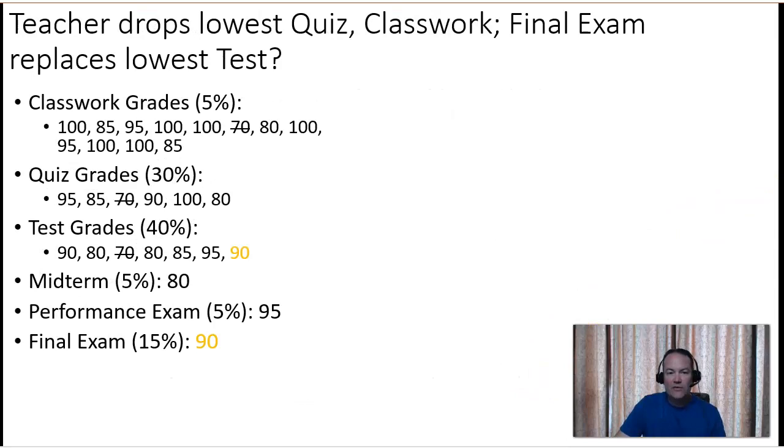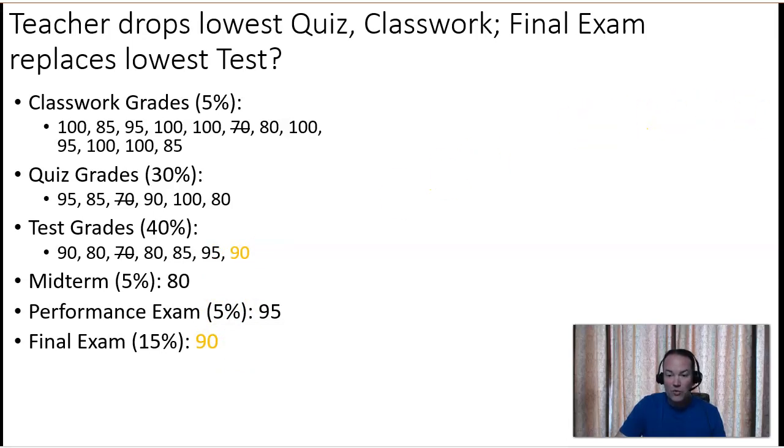So how do you account for these changes? Well, we just go in. If she's going to drop the lowest classwork grade, notice that's a 70. Notice how I've crossed that out. She's going to drop the lowest quiz grade, so I've crossed that out. And it's going to replace the lowest test grade with the final exam grade. So notice I have crossed out the lowest test grade, but the final exam grade was 90. I have added an additional test grade of 90 here.